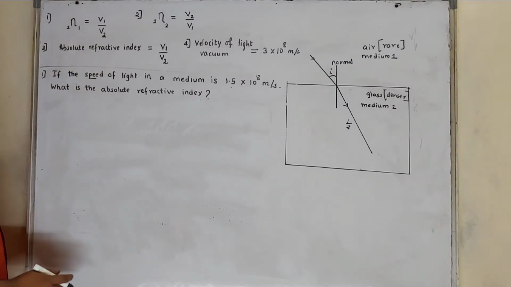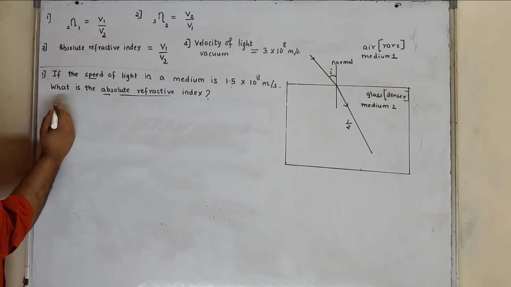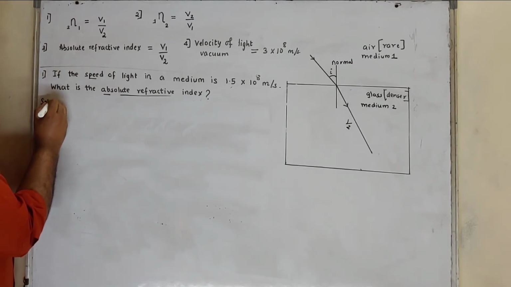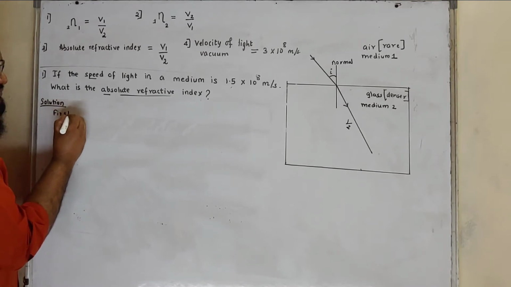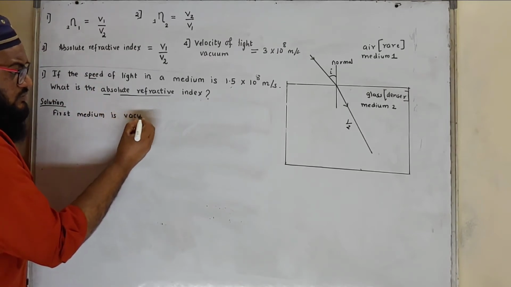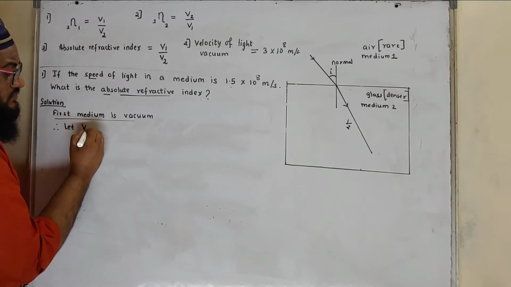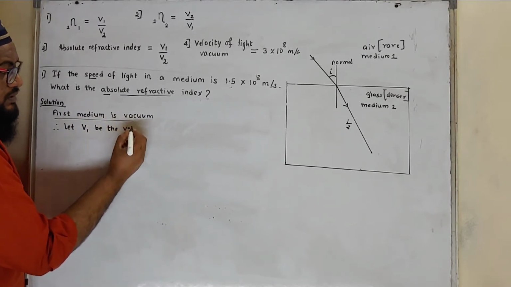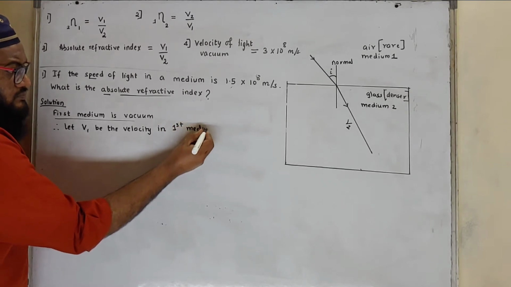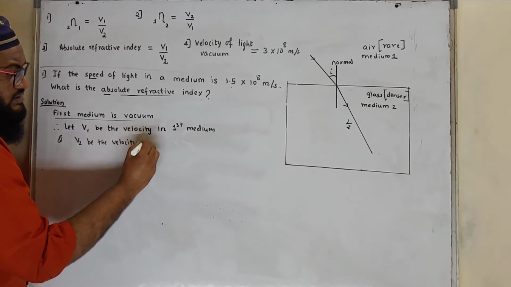Now what is given? If the speed of light in a medium is given, what is the absolute refractive index? Since we are supposed to find the absolute refractive index, what does it mean? The first medium is vacuum. Why? Because in absolute refractive index, the first medium is vacuum. Therefore, let V1 be the velocity in the first medium and V2 be the velocity in the second medium.